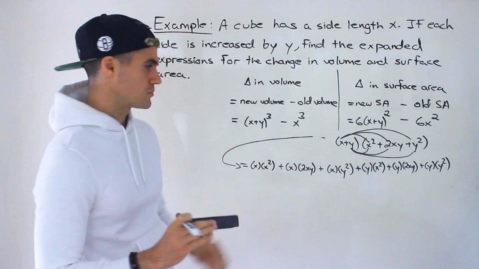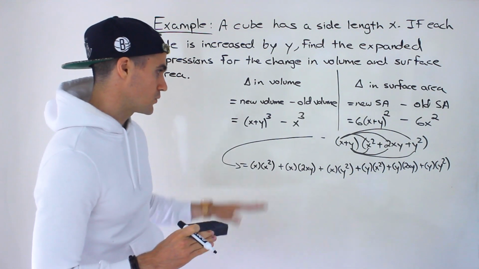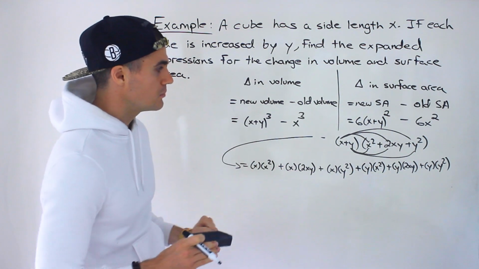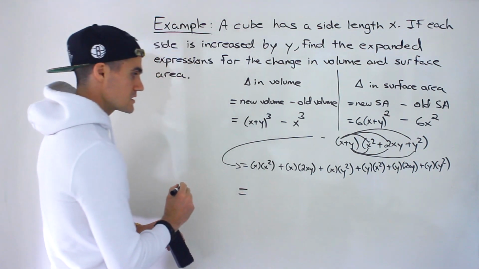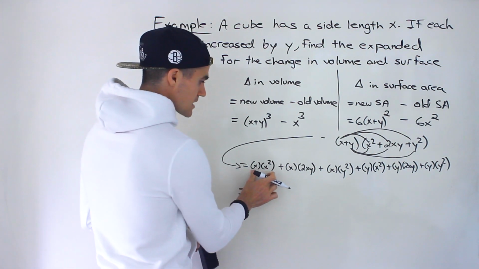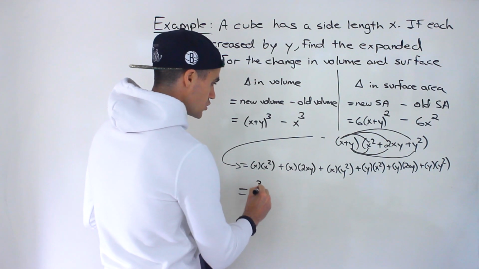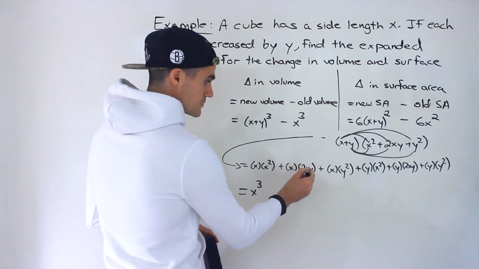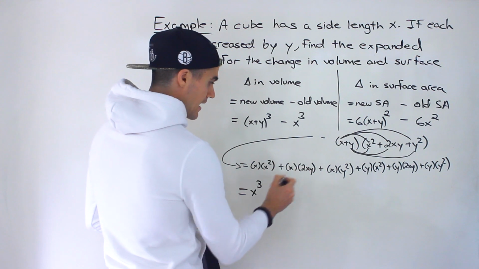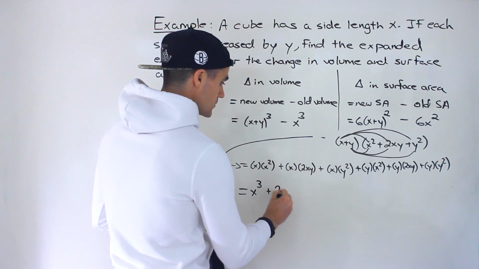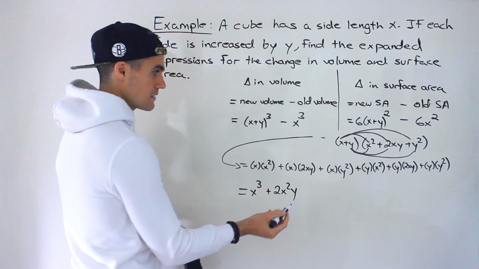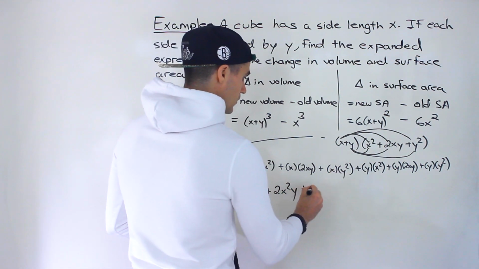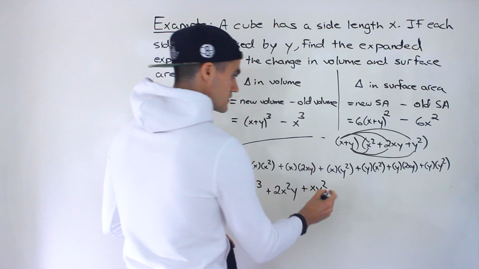Just be super careful, make sure you're checking your work. In this case, it takes a little longer, but I feel like your chances of making a mistake are a lot lower. So now x times x squared gives us just x cubed. X times 2xy, notice the x and the x we can combine. That would be 2x squared, and then the 2 and the y stay the same. Then over here, we'll have xy squared, right?